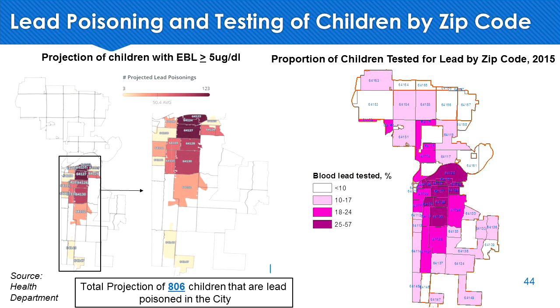And this one on the left, of course, is a projection. So that does not include the number of children that have lead poisoning that we know about. So if we wanted to see the entire burden of lead poisoning on Kansas City, we would add 350 kids to that 806. So 806 is the number of children that we know are there based on the age of their housing and the rate of lead poisoning and the number of children. So that's how we get the projection, and then in addition, we add our known lead poisoned kids on top of that number. So it's around 1,300 to 1,500 kids a year.